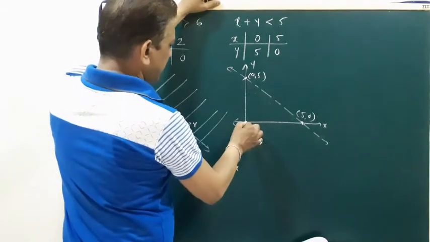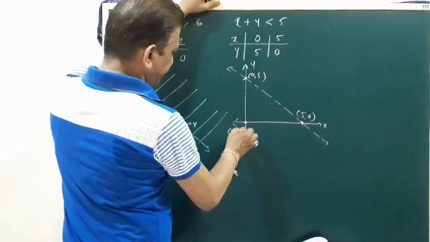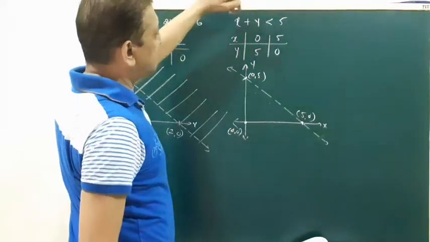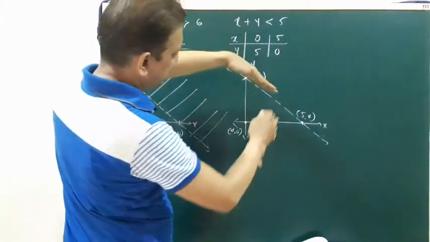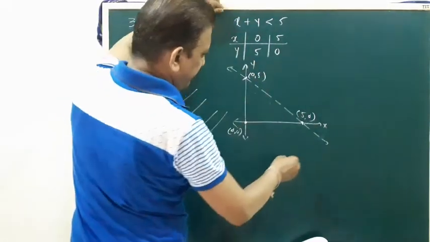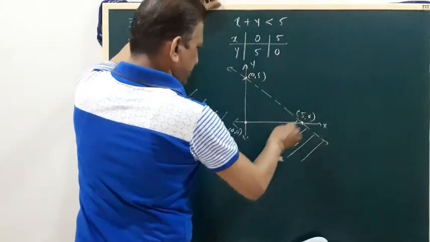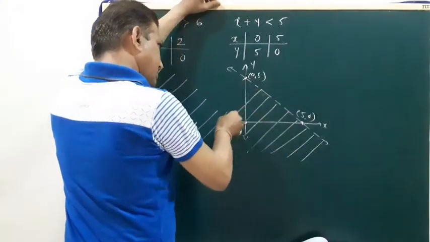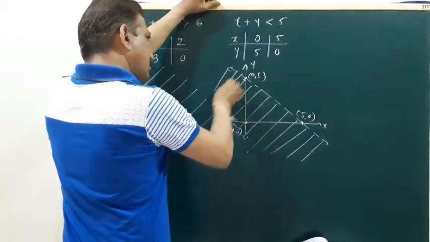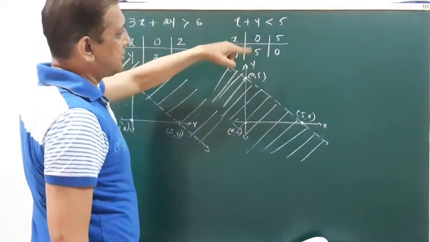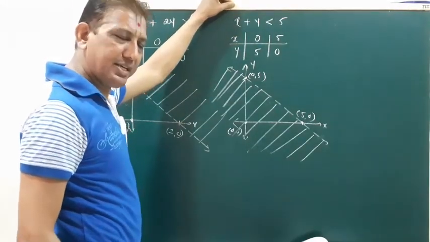Now check the origin. Put 0, 0: 0 is less than 5, satisfied. That is this portion. Clear? This is your graph. Very easy question.